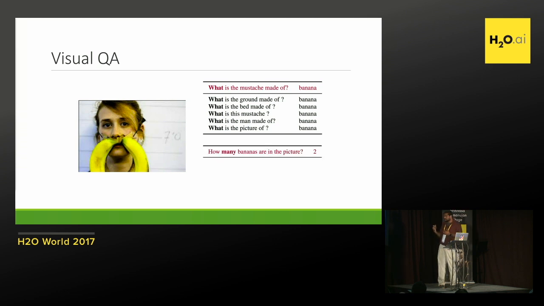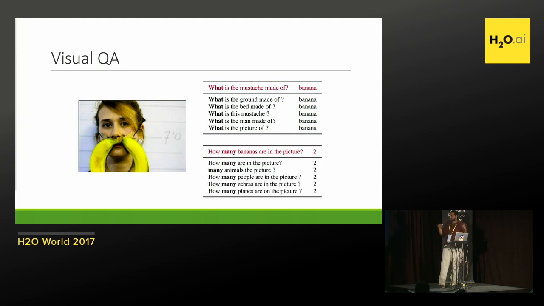Here's a different question, how many bananas are in the picture? Answer is 2, it gets that right, but it's only looking at the word many. So you can create a bunch of questions like how many are in the picture, how many people are in the picture, how many zebras are in the picture, and it's just always going to say 2 because it's just looking for the word many and giving it the answer 2.